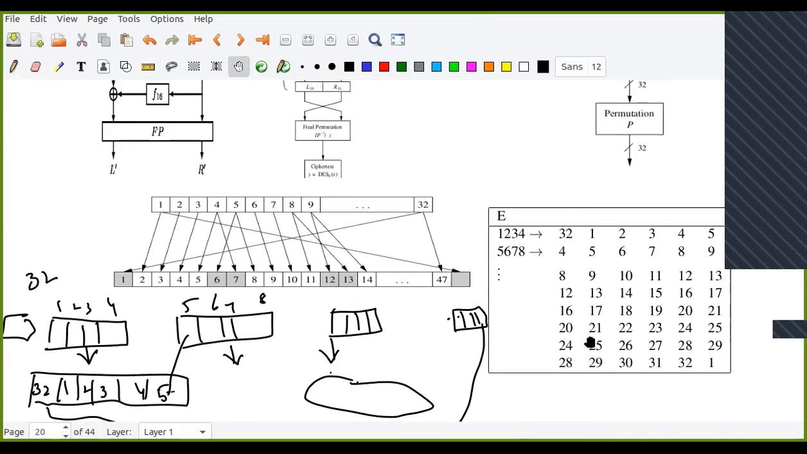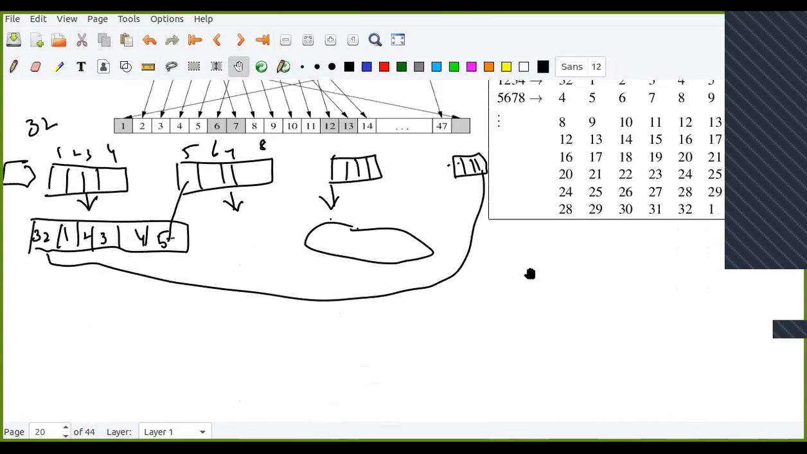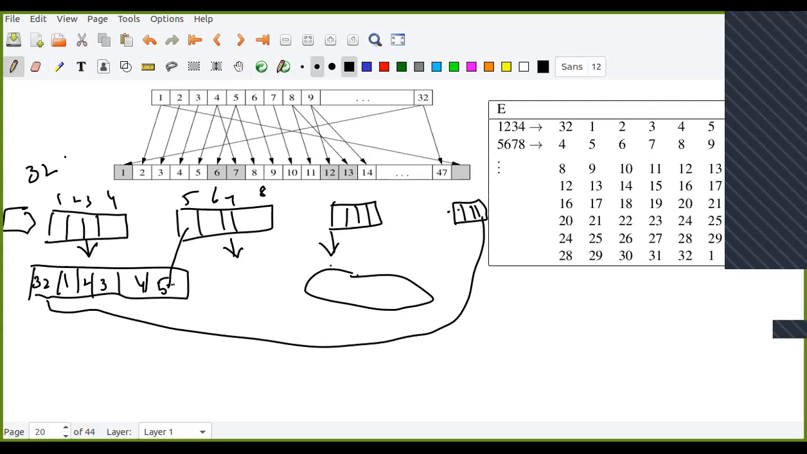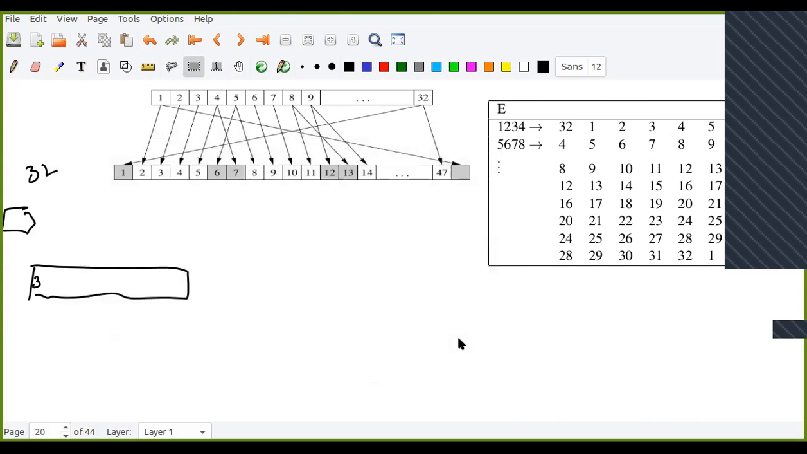So 32 now becomes 48. Yeah, Ankita. Yes, sir. So I hope all of you understand that.